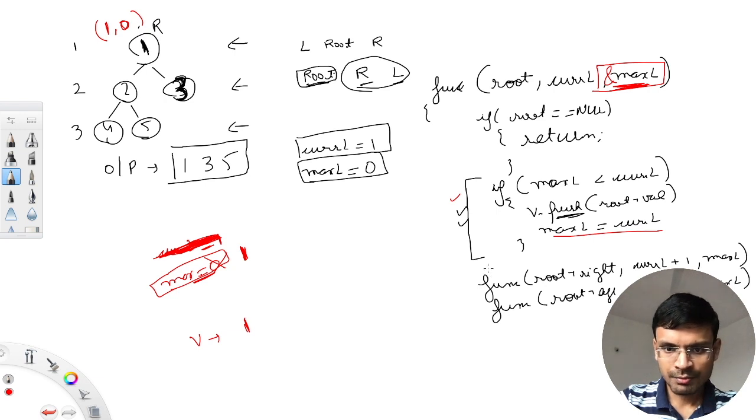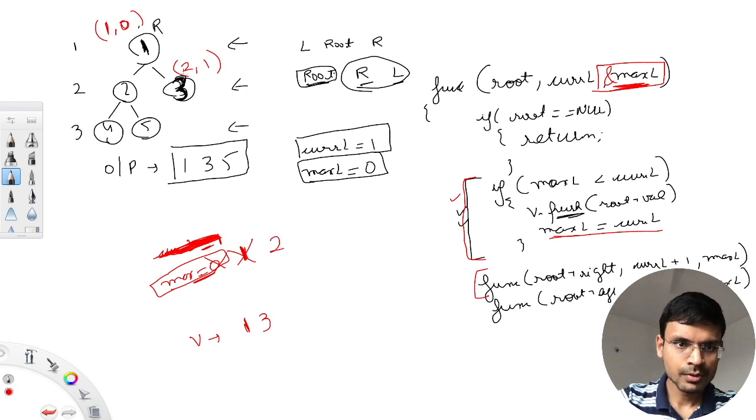Now we go to the first recursion call, root right. Here the current level would be incremented by 1 and the max level would have been incremented to 1. Here also we again check in this if condition whether this holds true. So this also holds true. So we push back 3 into the vector and max level is updated to the current level. So max value is updated to 2. So this function call is complete. Now we go to this function call.